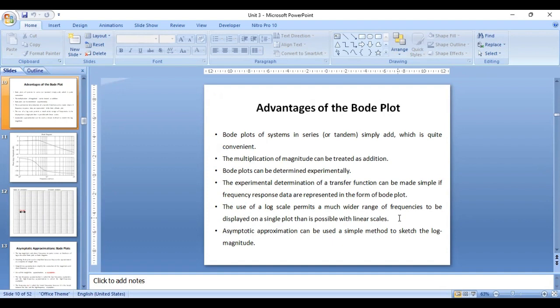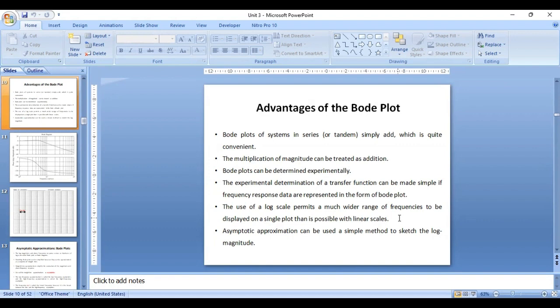There is also another reason. In higher order systems, the magnitudes of individual subsystems have to be multiplied to get the magnitude of the higher order system, which is a tedious process. But if we use the log scale, the multiplication can be replaced by addition. That makes determining the magnitude of the higher order system easier. So these are the reasons why we use the log scale in the Bode plot.